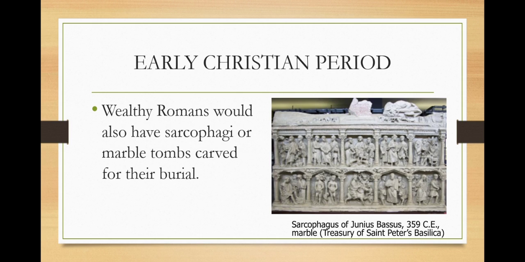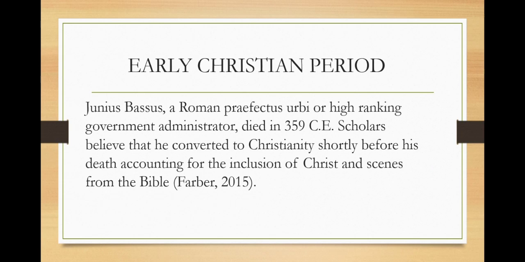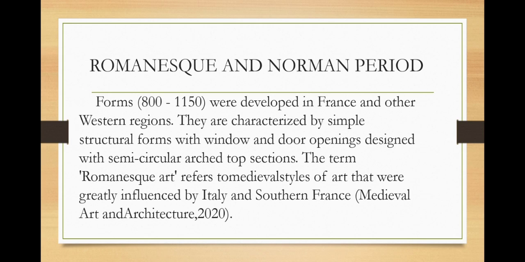So what you see in the picture is the sarcophagus of Junius Bassus. Junius Bassus, a Roman prefect or high-ranking government administrator, died in 329 CE. Scholars believe that he converted to Christianity shortly before his death, accounting for the inclusion of Christ and scenes from the Bible. So what I will add about the early Christian period is that the sarcophagi were for richer Christians. So let's proceed to the Romanesque and Norman period.